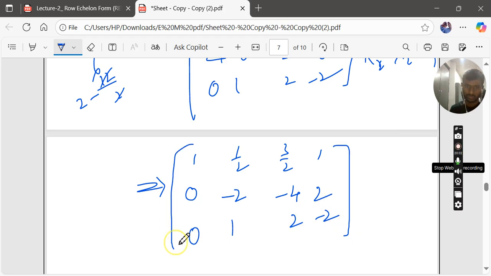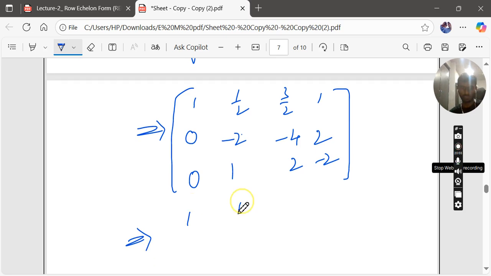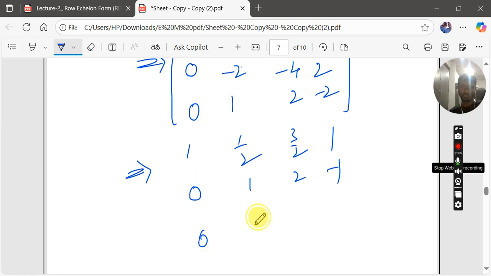So what is the next step? Here you need to make 0 and here you need to make 0. Or else you can make this one a 1, and again 0 here and 0 here. We can go with any one step. Now if I want to make 1 here, I need to divide by 2. So 1, 1 by 2, 3 by 2, 1; 0, 1, 2 minus 1; and 0, 1, 2 minus 2. Okay.